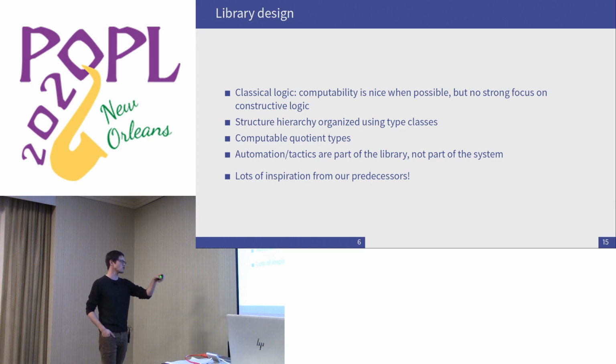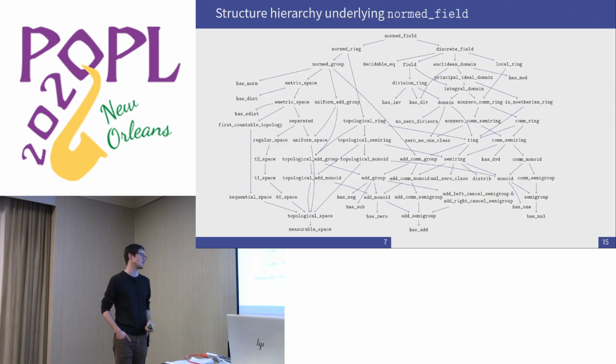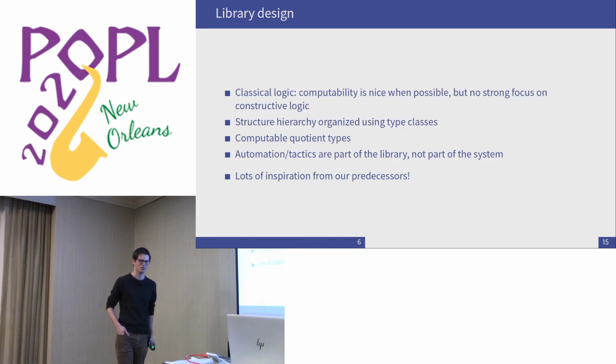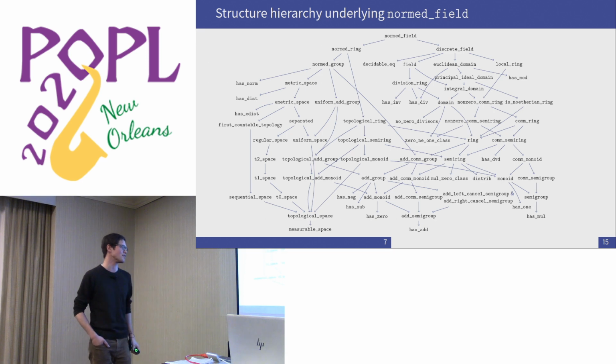Lean has computable quotient types. Automation and tactics, as I mentioned, are an essential part of the library, and this is a really core part of the system design. And of course, we've taken lots of inspiration from many other libraries out there. We owe a huge debt of gratitude.